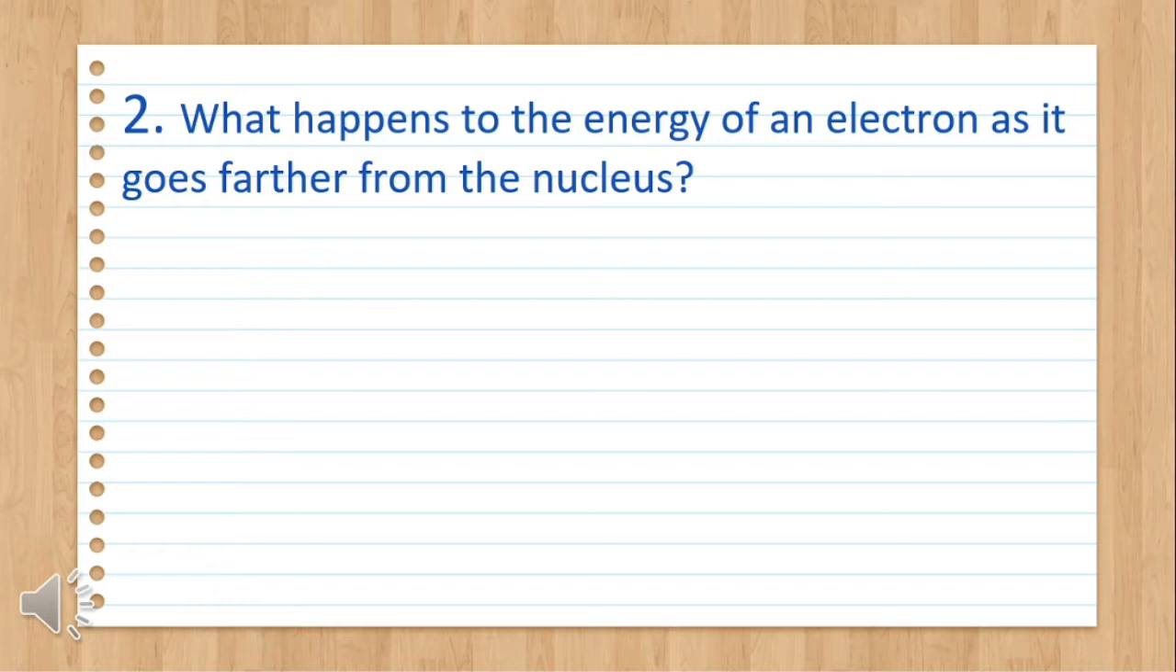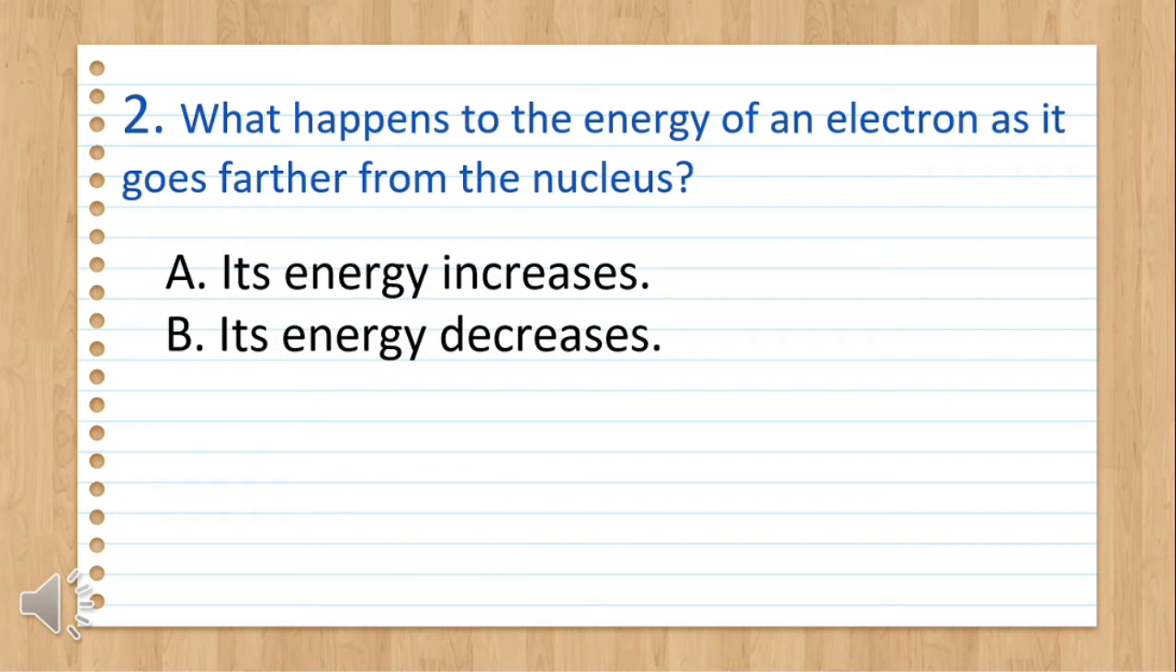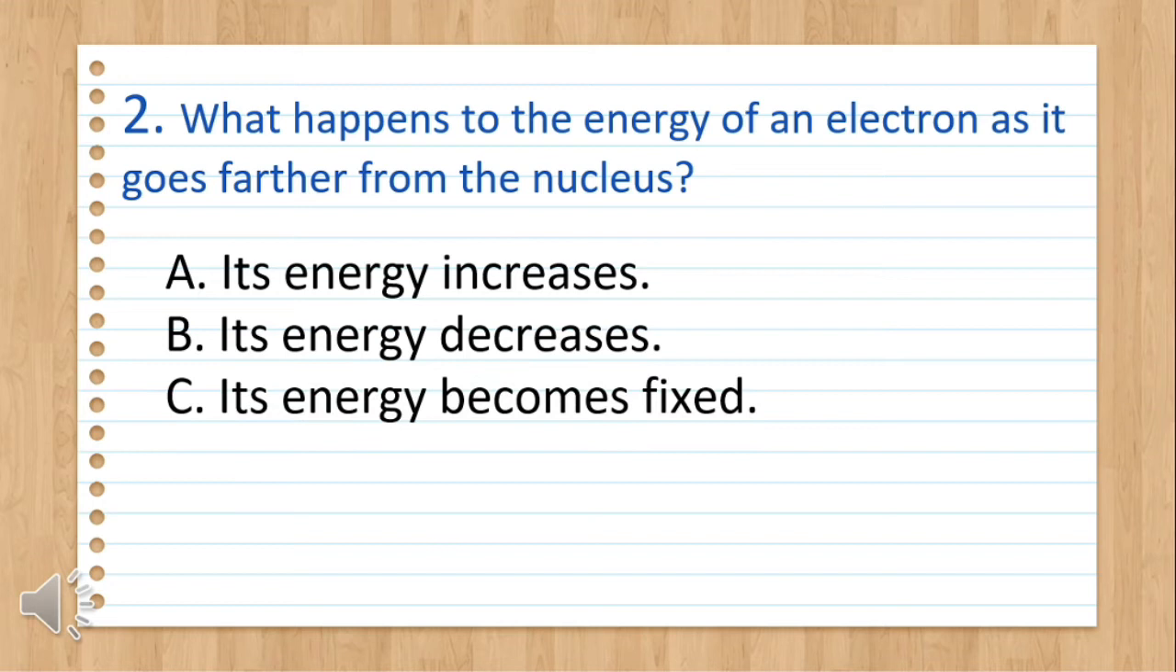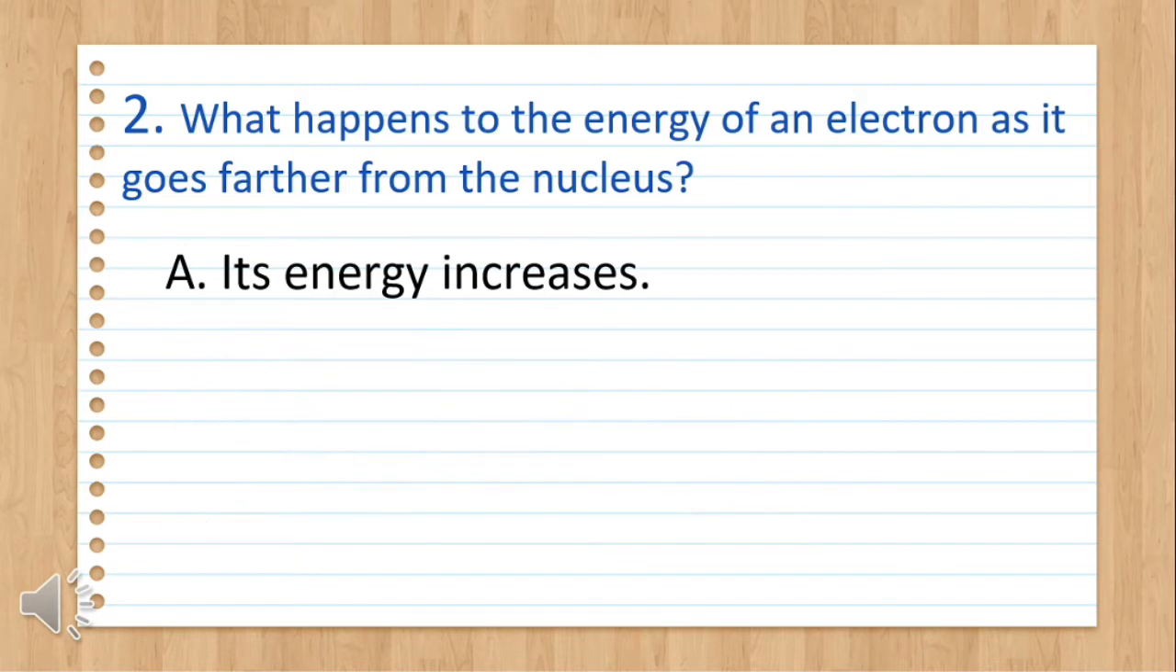Number 2. What happens to the energy of an electron as it goes farther from the nucleus? Letter A. Its energy increases. Letter B. Its energy decreases. Letter C. Its energy becomes fixed. Letter D. Its energy does not change. Correct answer is A. Its energy increases.